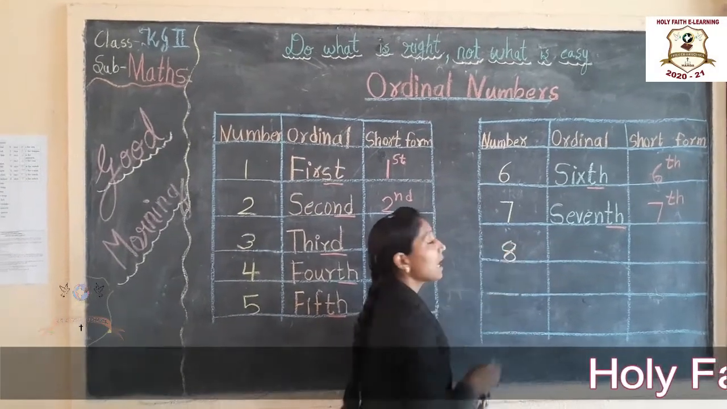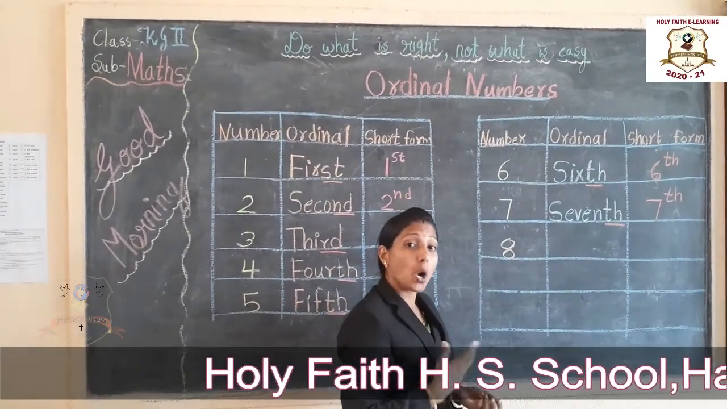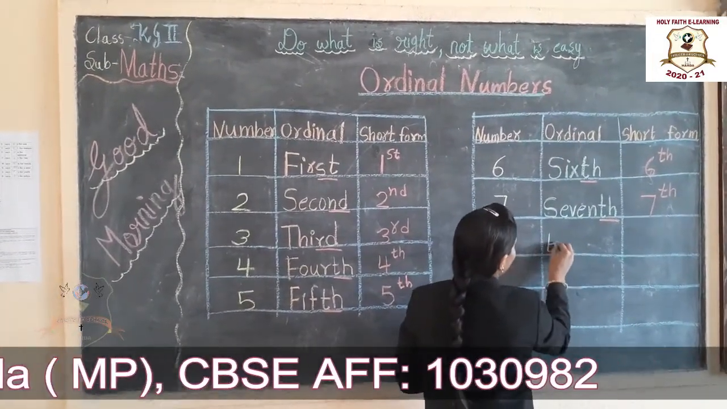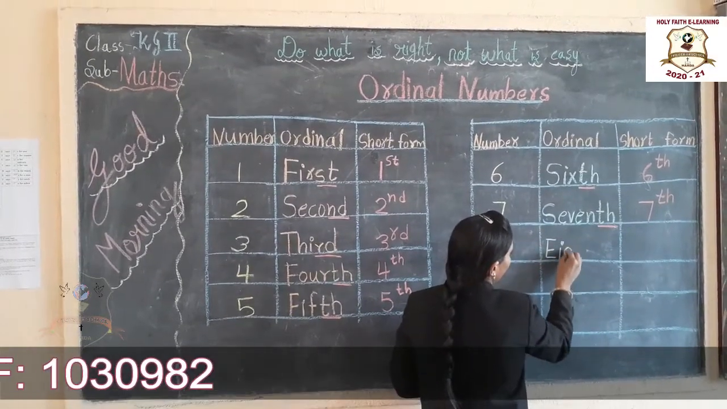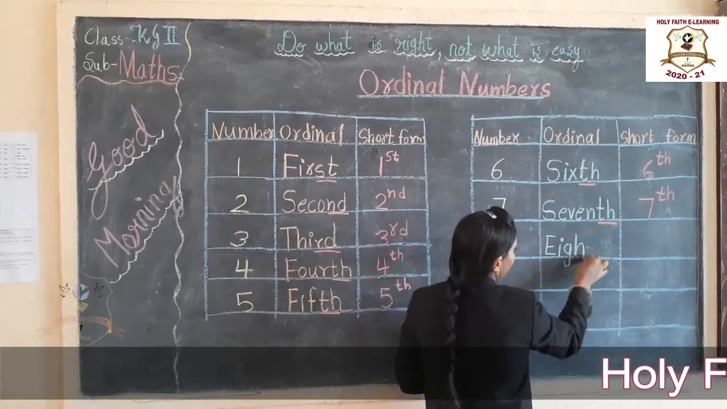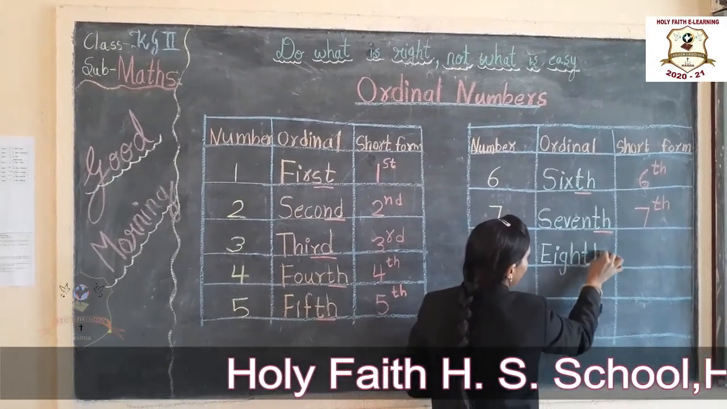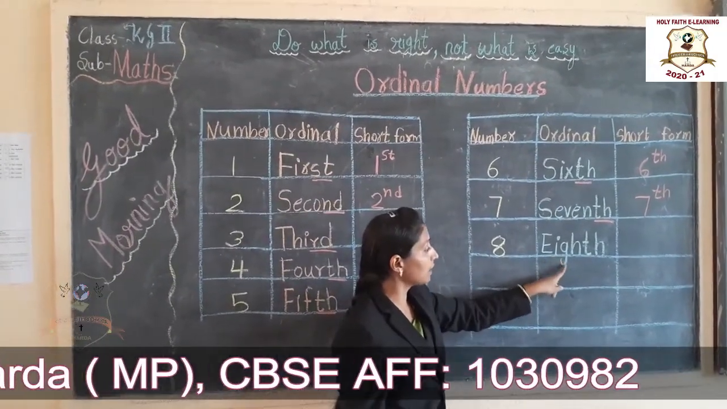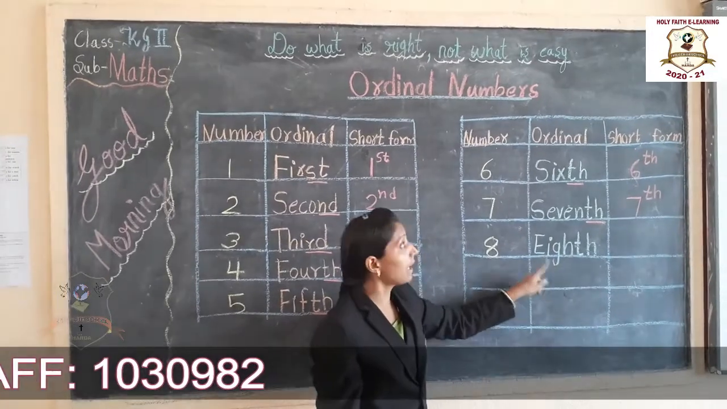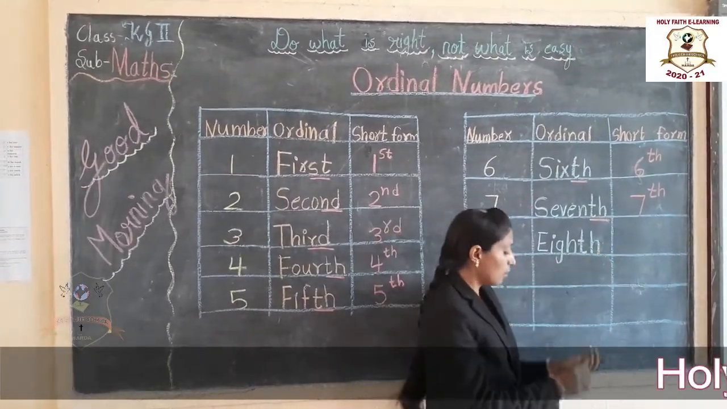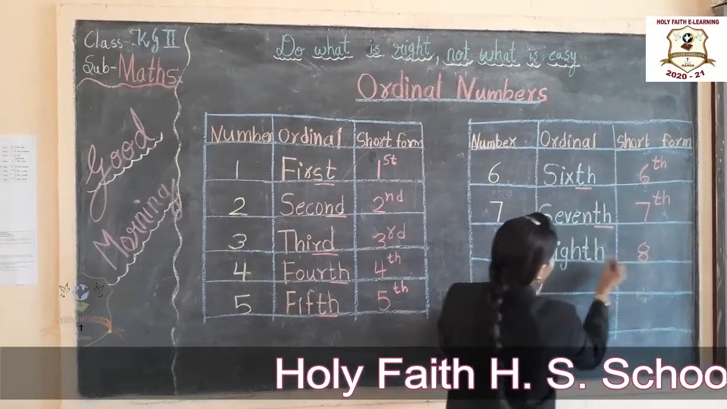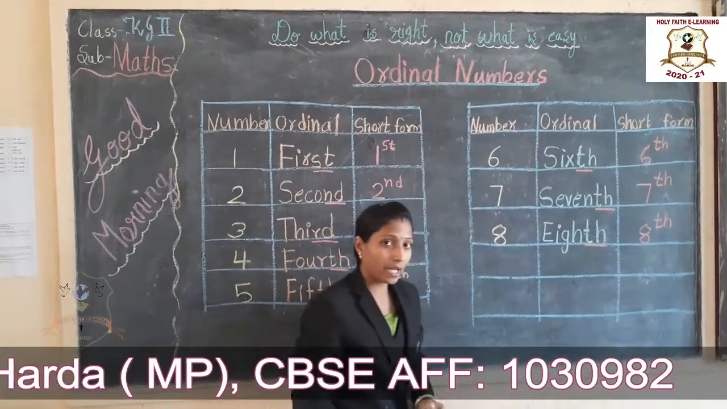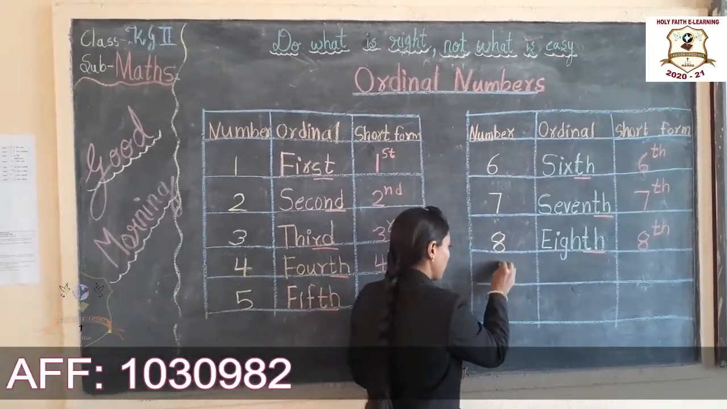Which number is this? 8. The ordinal number of 8 is, look at here, E-I-G-H-T-H. Eighth. And the short form of eighth is, look at here, 8, and then last के 2 letter T-H. Now, ऊपर की साइड में 8. Okay. Next.